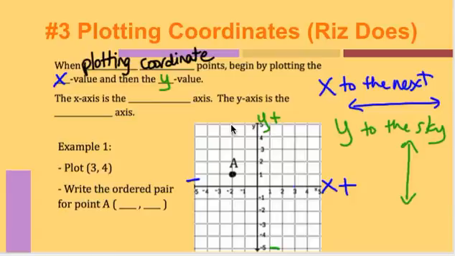The x-axis is the horizontal axis. It's the more academic word for that. The y-axis is the vertical axis.